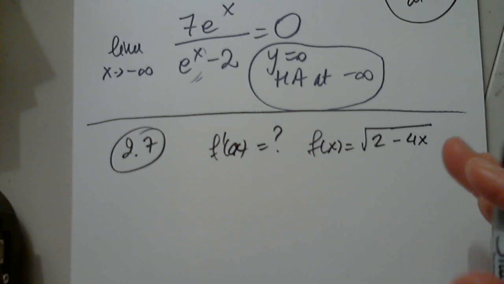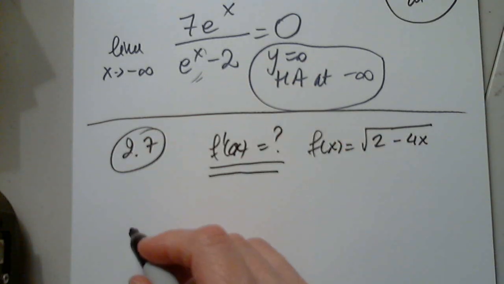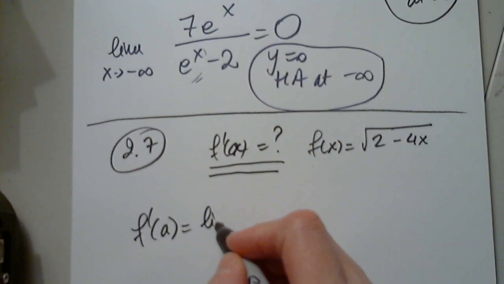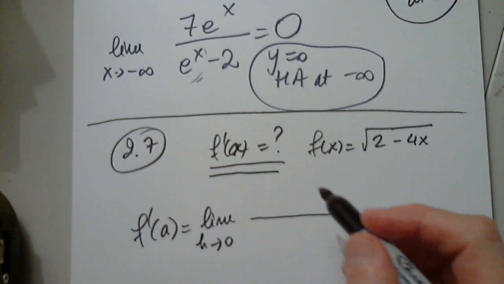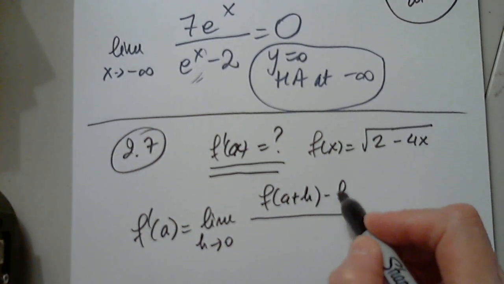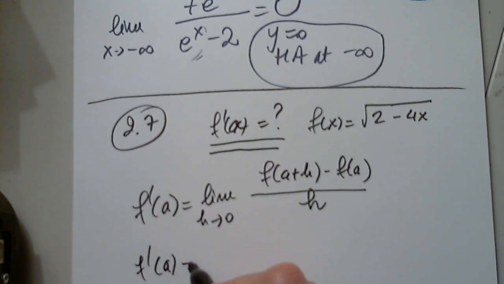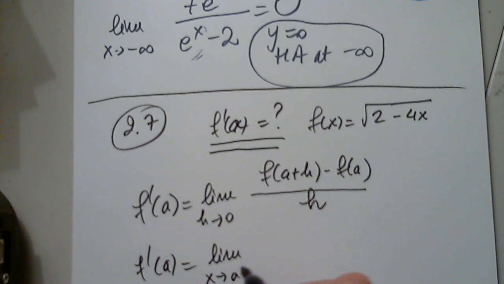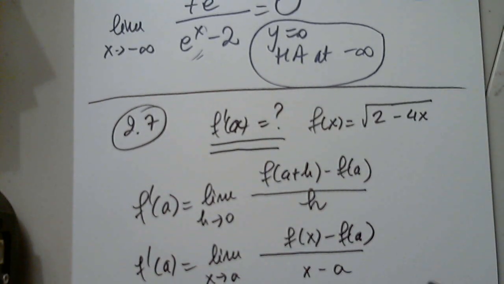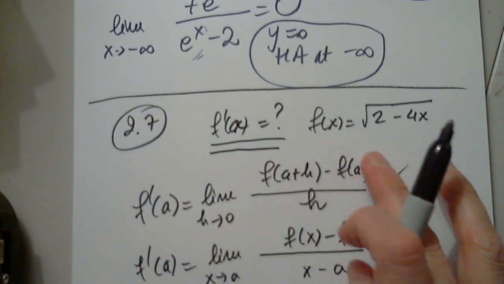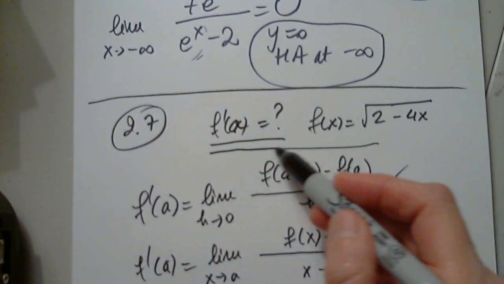Good. So remember, we have two options for f prime of a. One option is the limit as h approaches 0 from f of a plus h minus f of a divided by h. The other option is the limit as x approaches a from f of x minus f of a divided by x minus a. This is the general one for f prime, just replacing x by a. And this is another alternative.